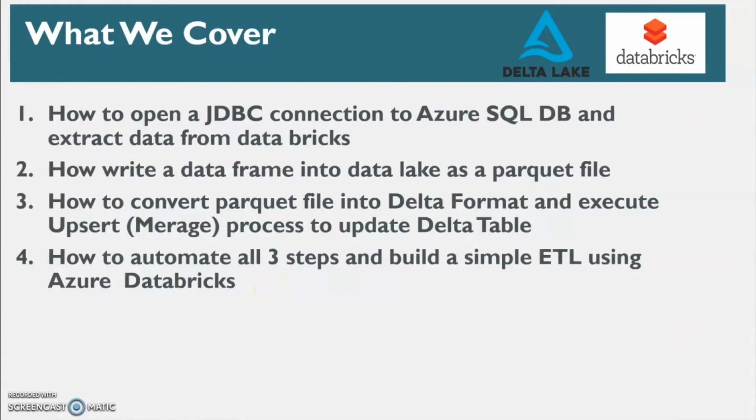Okay, in today's scenario we are going to cover these 4 steps. First is how to open a JDBC connection to the Azure SQL database and extract data from Databricks. Second is how to write a data frame into the data lake as a Parquet file. Third is how to convert that file into a delta table, or data lake formatted table, and do the ACID transaction like upsert merge process to update the data lake table. And fourth is how to automate all three steps to build a simple ETL using Azure Databricks.